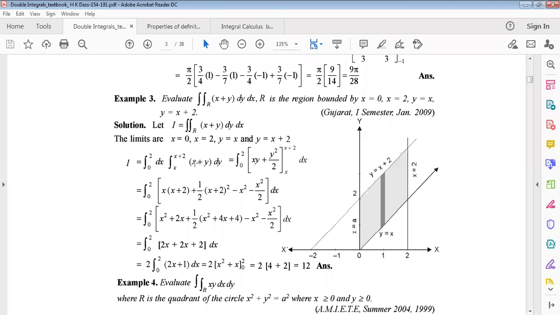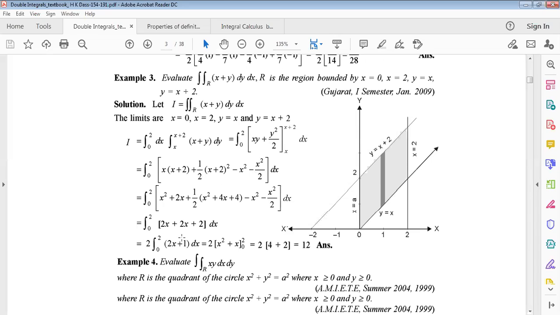These are the given limits, and x plus y dy from 0 to 2. Just taking integration with respect to y here, we get xy plus y square by 2, and the limits in third bracket are lower limit x, upper limit x plus 2, dx. Now putting the upper limit in place of y. Remember it, in place of y we have to put x plus 2, minus the lower limit, that means putting x in place of y. After simplification we get this one.